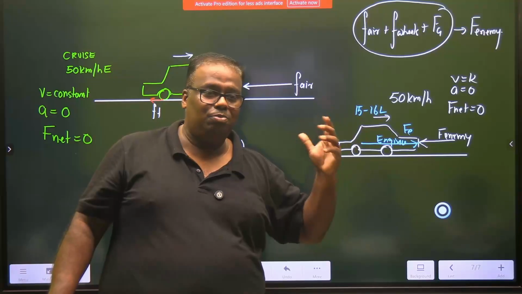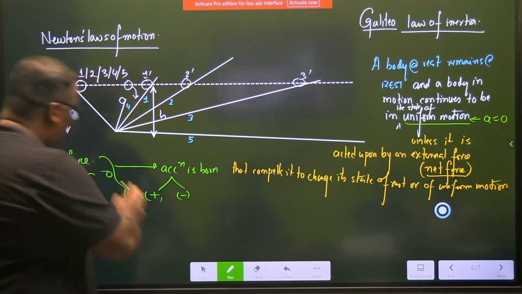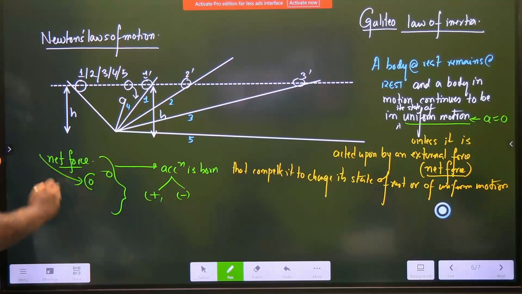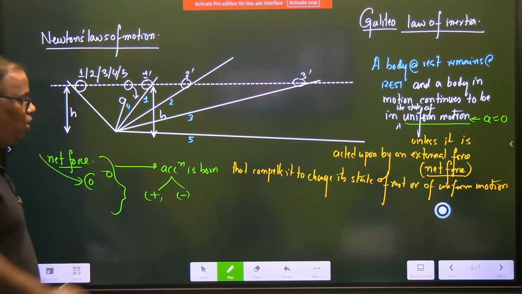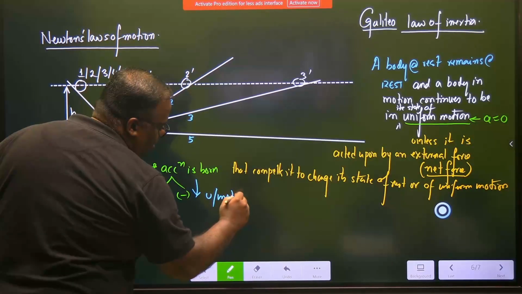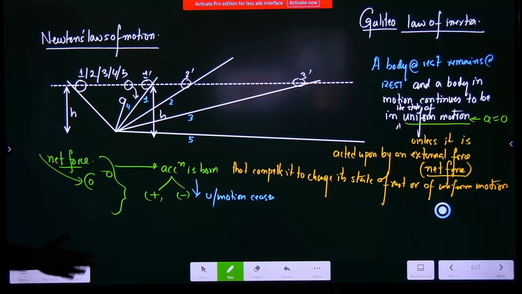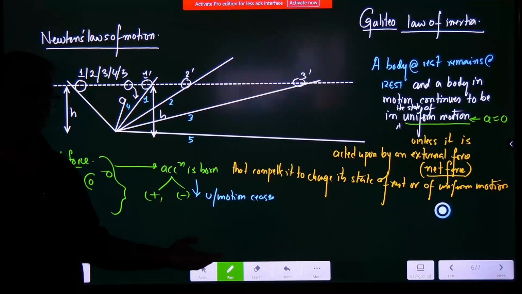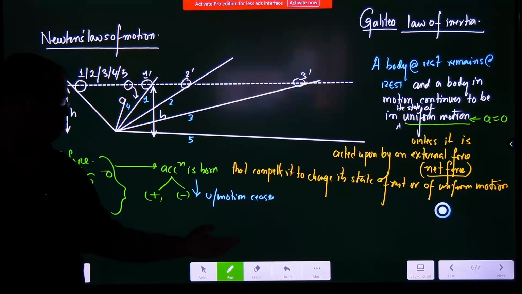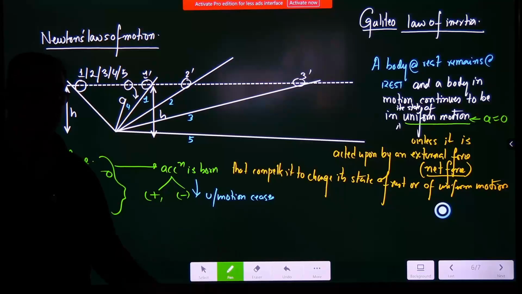Till you do not bring a net force. Again, I'm saying this is the most important diagram of our discussion today. Here with net force, acceleration is born. That means uniform motion ceases. You know the meaning of the word ceases? Uniform motion ceases. Understood? Uniform motion ceases. And once uniform motion ceases, velocity will change. That means an initial velocity and a final velocity will be created.